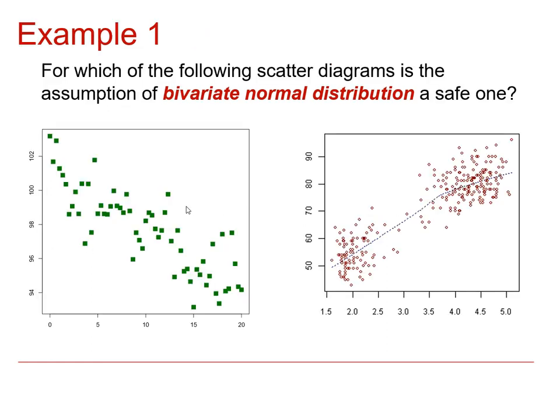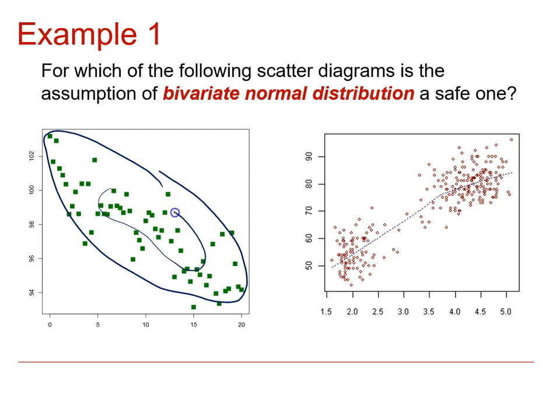So, example 1, for which of the following scatter diagrams is the assumption of bivariate normal distribution a safe one? The first one, we've got a rough elliptical shape around here. We can see that in the centre it's more densely populated than on the outside. I'd say that that is a safe assumption.